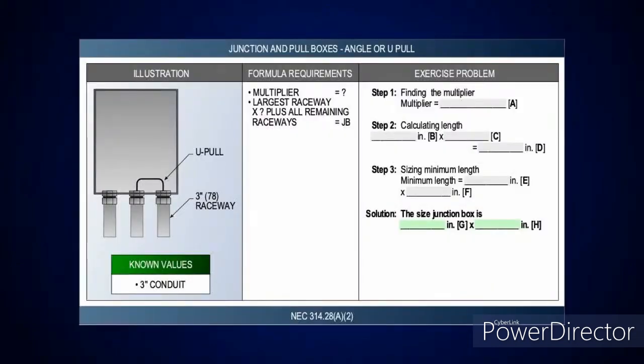Now, this one in here, we're just doing a U pull. It's a 3-inch. Okay. All you're going to do is take the 3-inch times what? 6. So you should easily know what the minimum length of the box should be here.